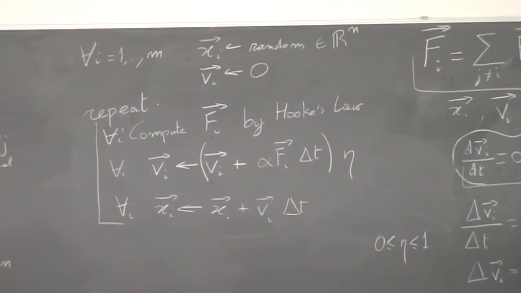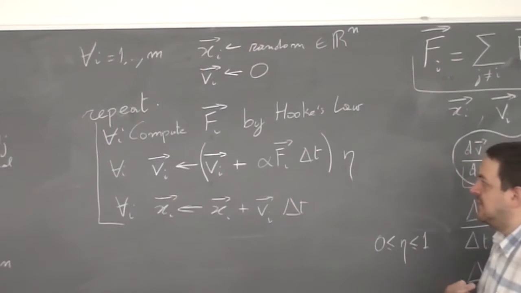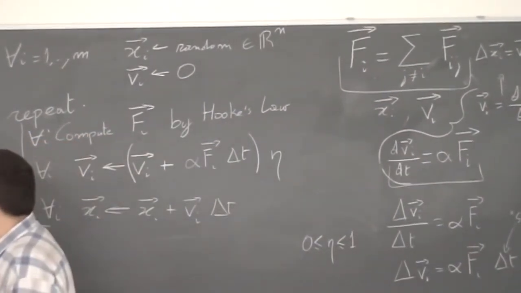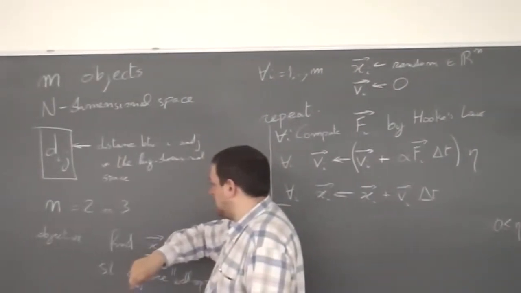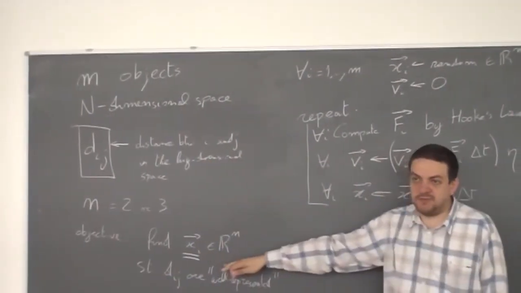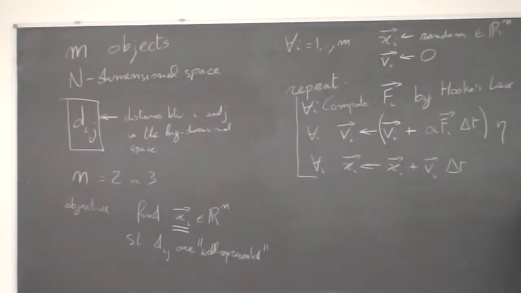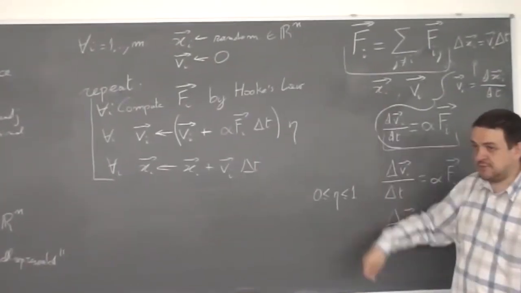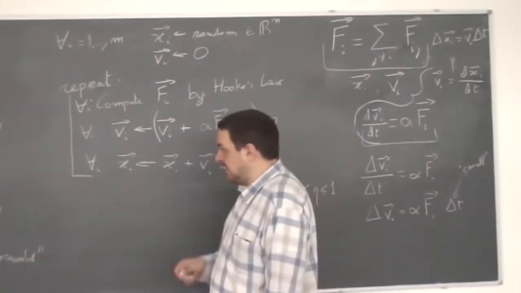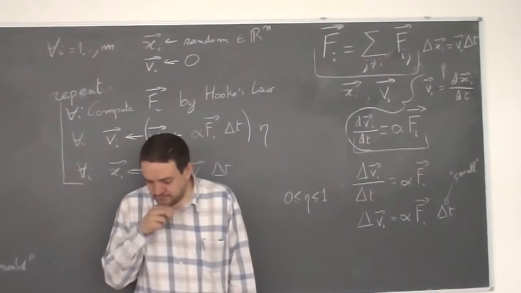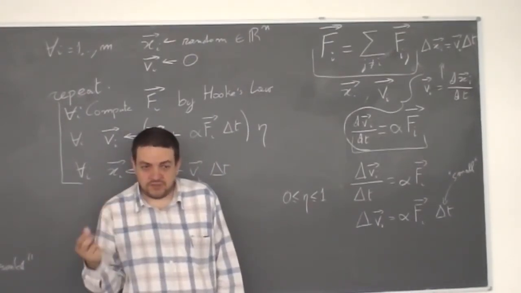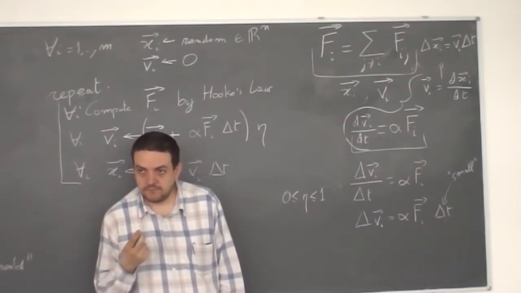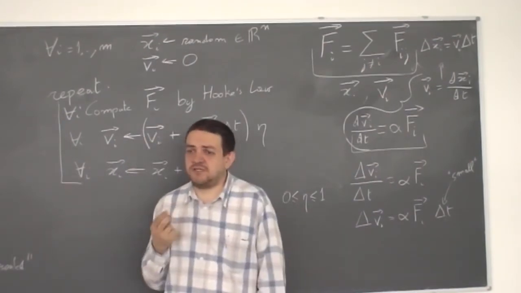Okay, so this is a basic method that actually solves this problem. The effect of this algorithm is actually to reduce as much as possible the so-called stress of the springs, meaning their potential energy.